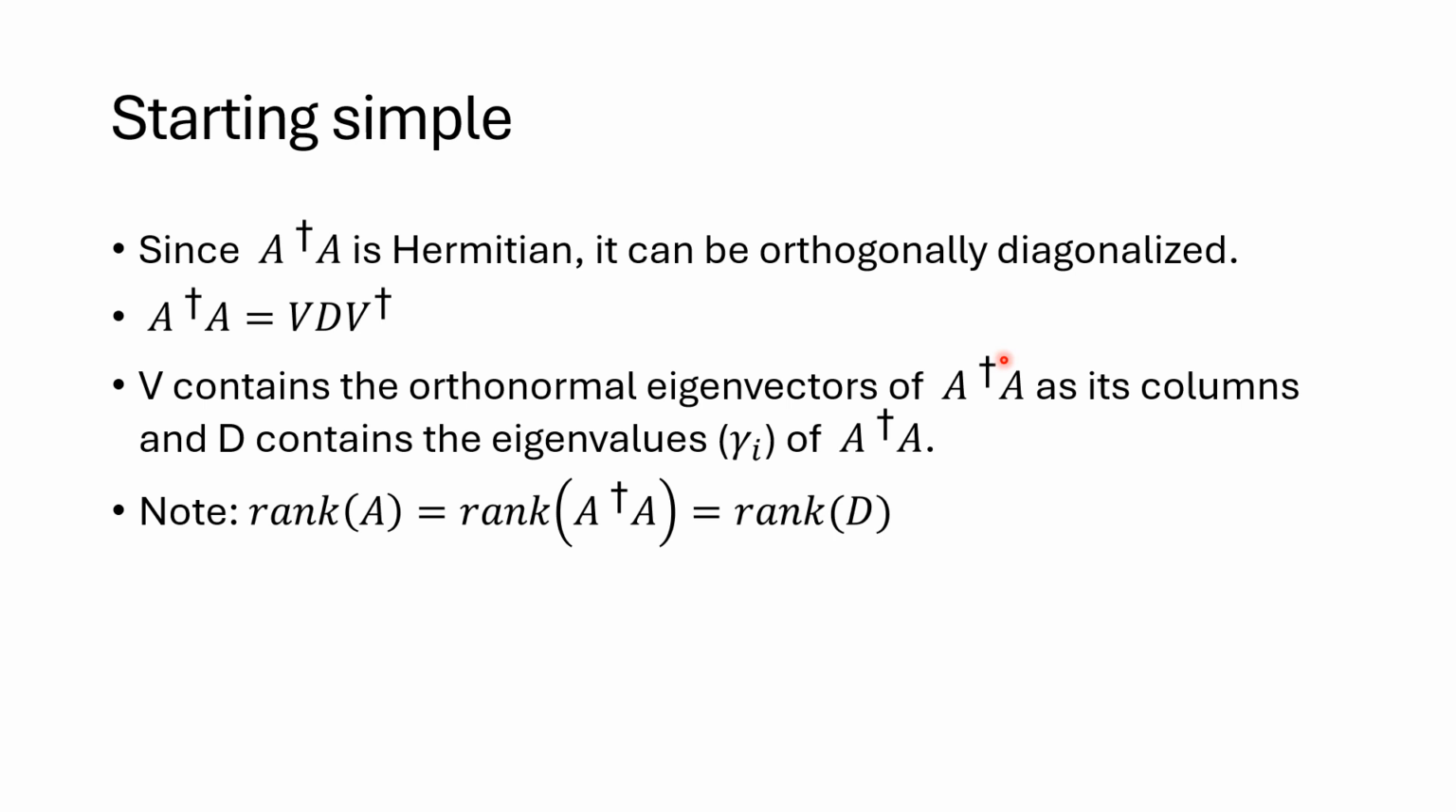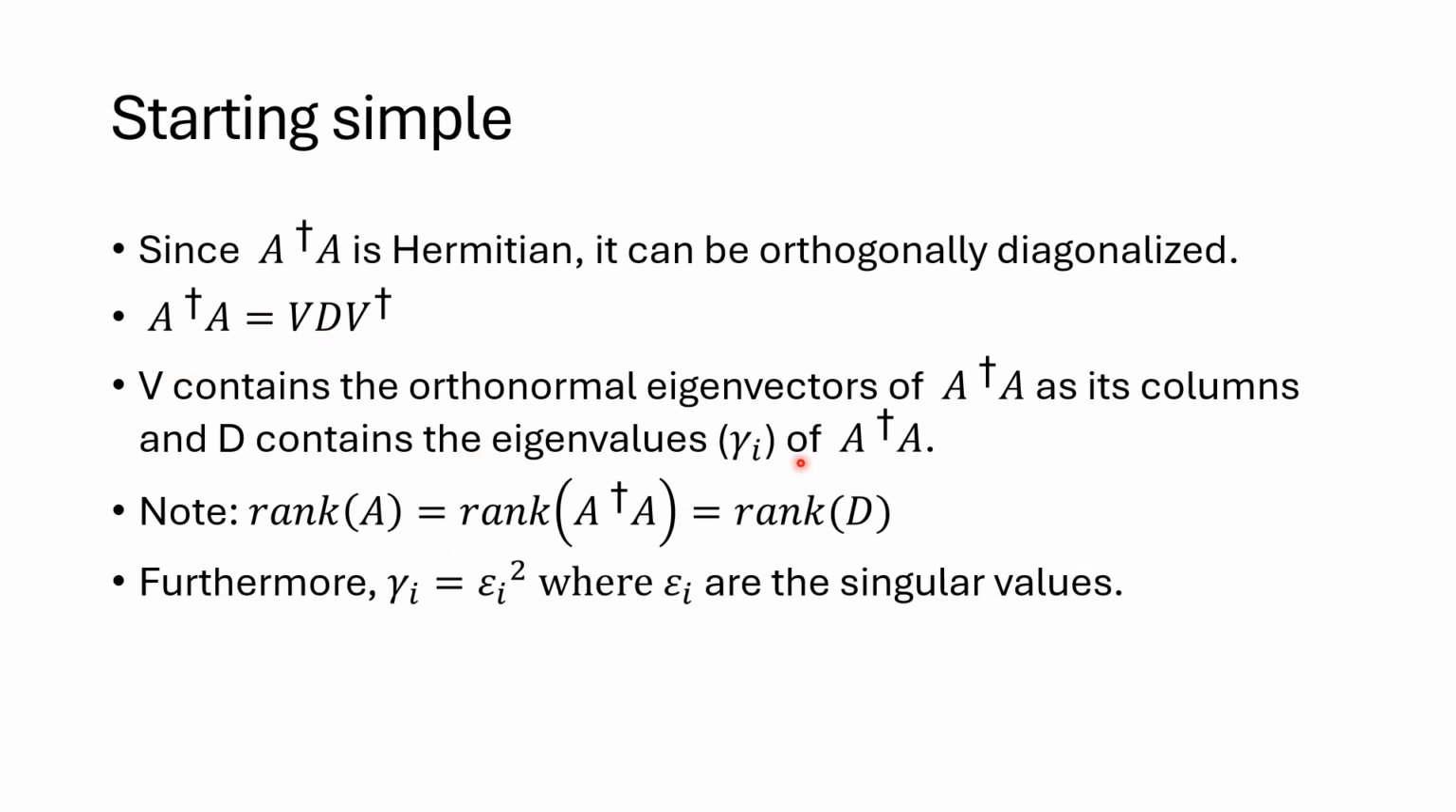Now, we already established that rank of A is equal to rank of A transpose A, right? However, the rank of D is the same as the rank of these two matrices. That's because D is similar to A transpose A. Now, since D is similar to A transpose A, D should also have the same rank as A transpose A, which is why we have something like this.